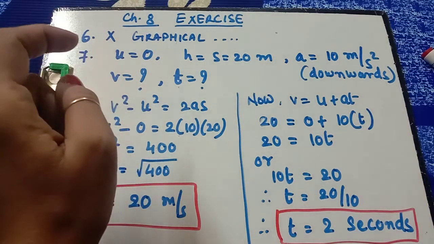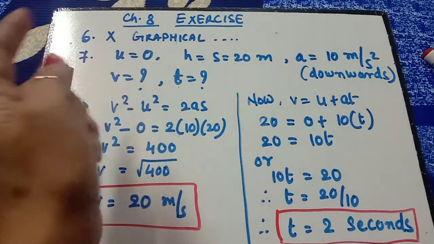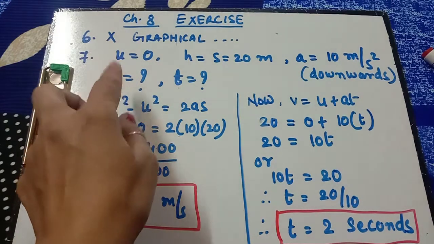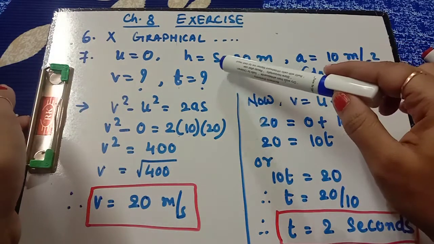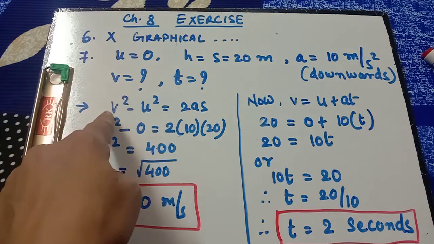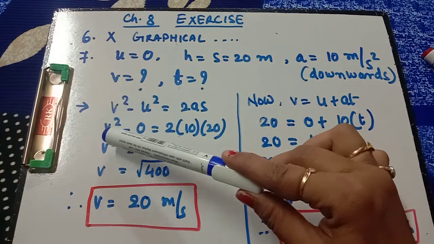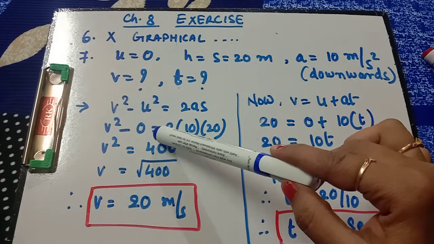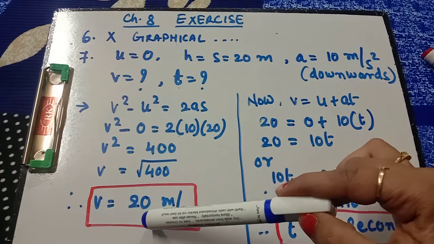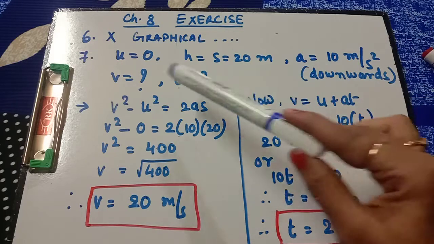Then they are asking with what velocity it will go down and at what time it will strike the ground. So we have to find out two things. First we will find out v. I have u, I have s, and I have a. Among the three equations, one equation is v square minus u square is equal to 2as. Keeping the values, v square minus 0 is equal to 2 times 10 times 20. Solving this, I will be getting v is equal to 20, and it is velocity, so I will be writing meter per second.